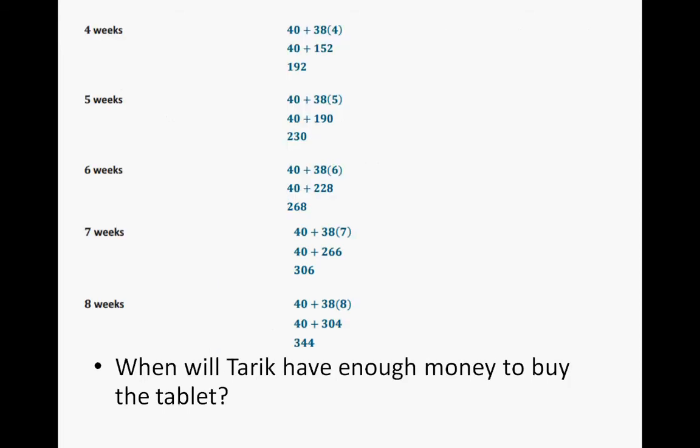All right, so you should have for 4, 5, all the way through 8, this is the work that you should be showing, that you are substituting the value in and coming up with an amount after each week. So when will Tarek have enough money to buy a tablet? Well, if you look at these ending values, you will notice that it is at 6 weeks and beyond. So from 6 weeks and onward, he will have enough money to buy that tablet.